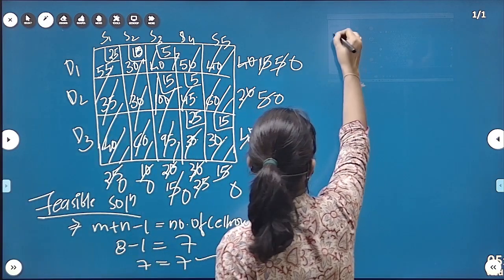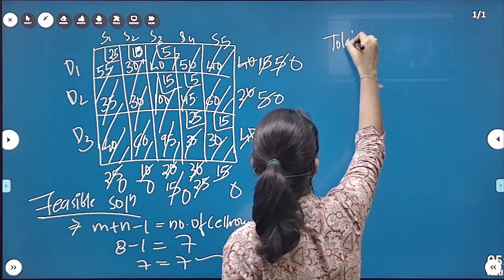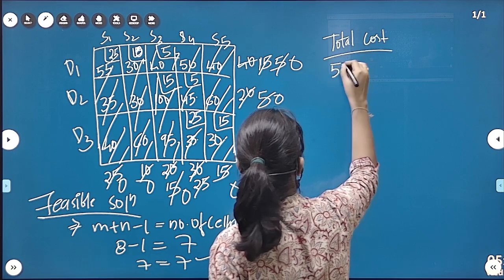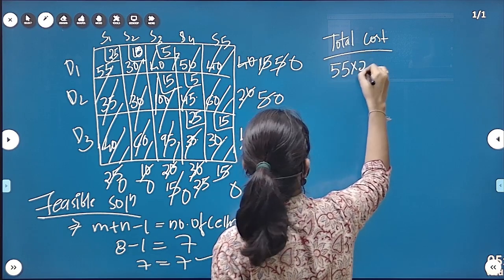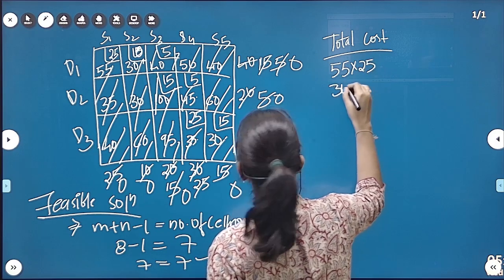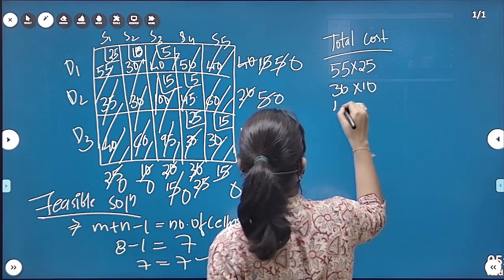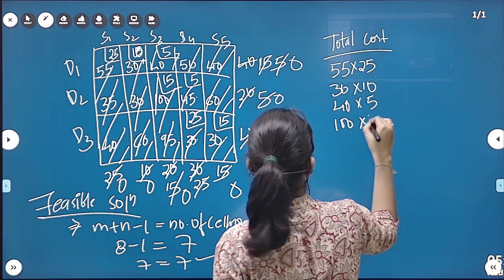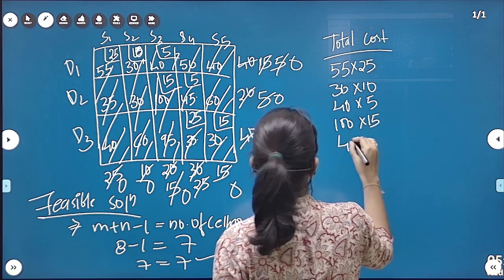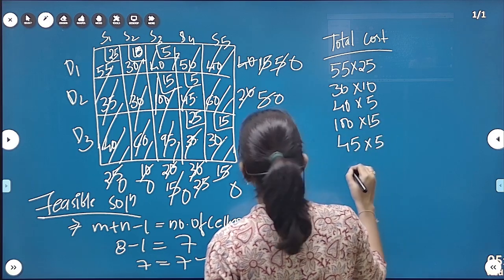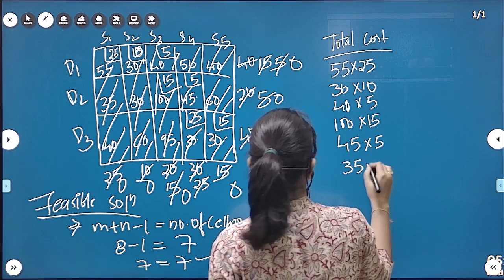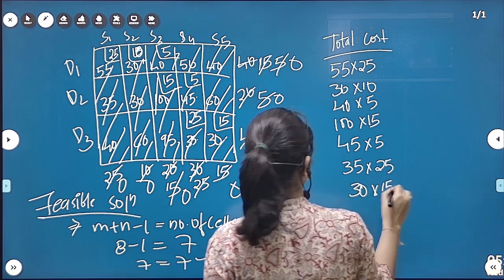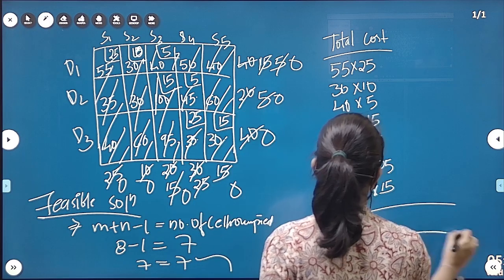So next, the total cost is 55 into 25, 30 into 10, 40 into 5, 100 into 15. So what is the total cost?